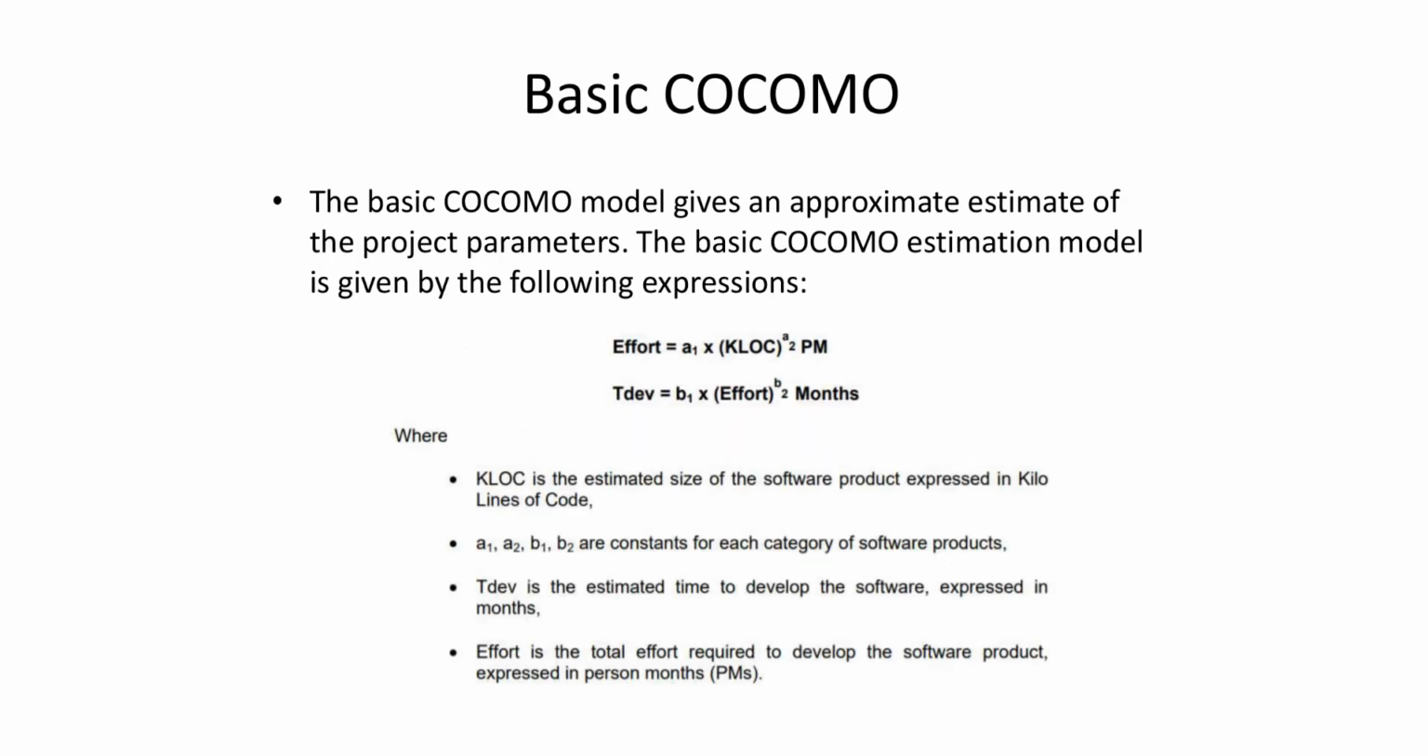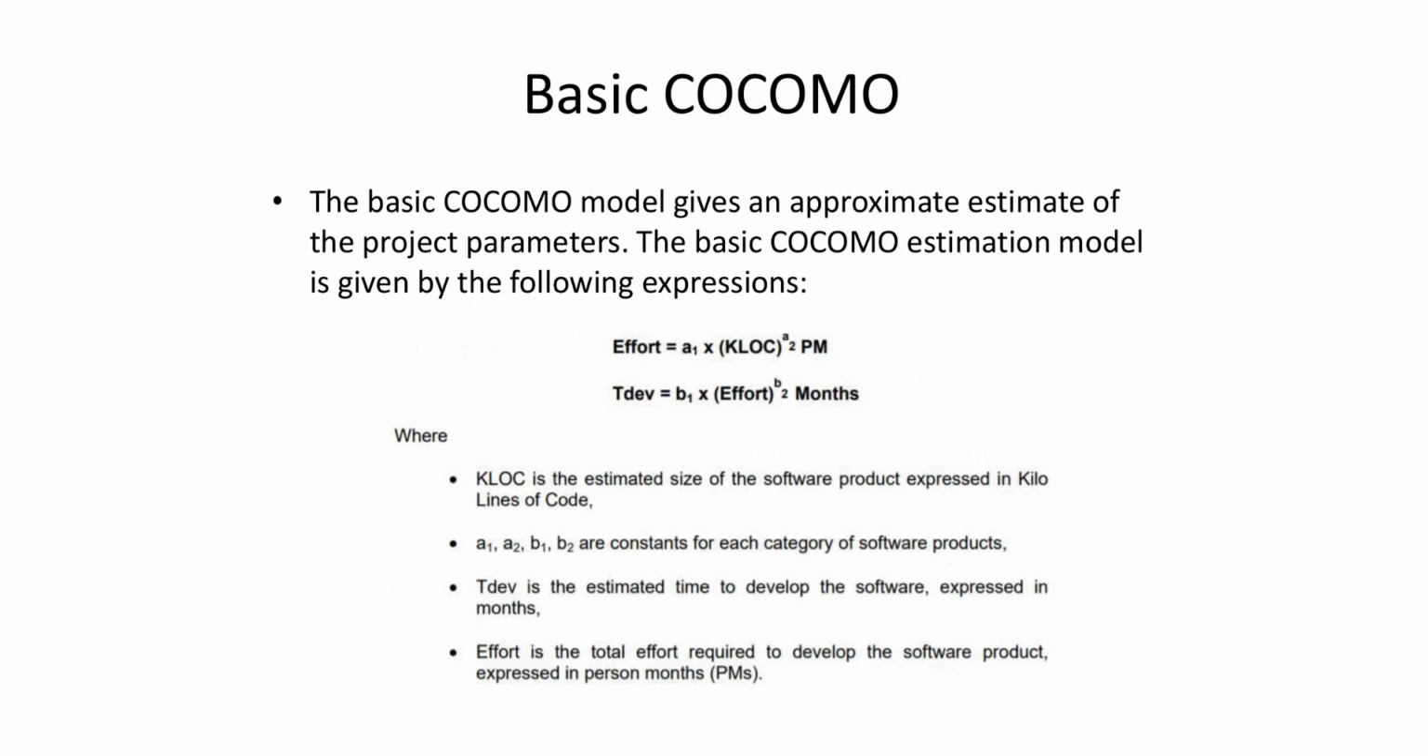Now, the basic COCOMO model gives us an approximate estimation of the project parameters, and the parameters we are talking about are effort and time. So these two things will be approximately given here. But if we want to find what the effort and time will actually be for your project, we have to fine tune it, and we will do the fine tuning in our intermediate COCOMO model.